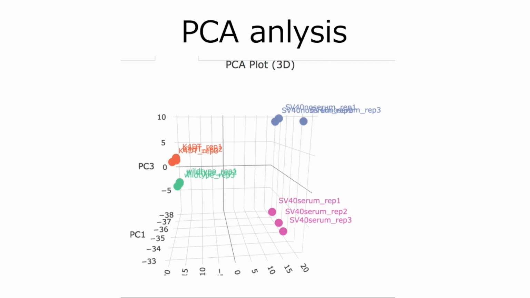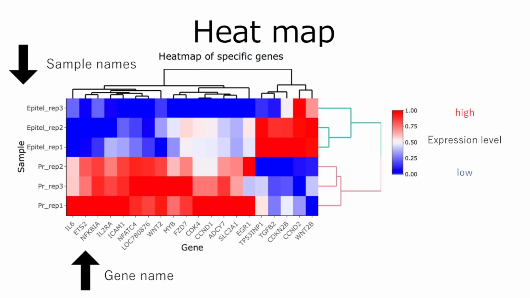This example shows that the wild type and K4DT types have similar gene expression variability compared to SV40. Here is a heat map. Red represents high gene expression, and blue represents low gene expression. This allows us to compare the gene expression levels for each sample.